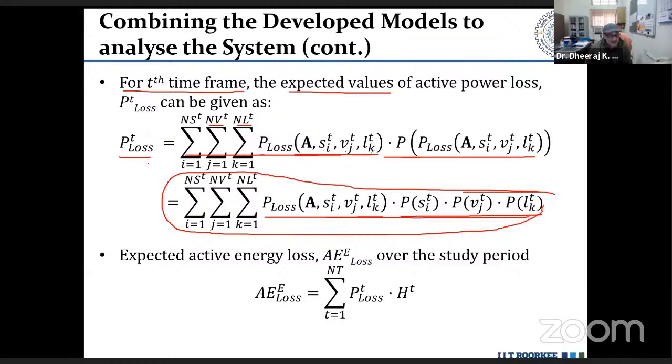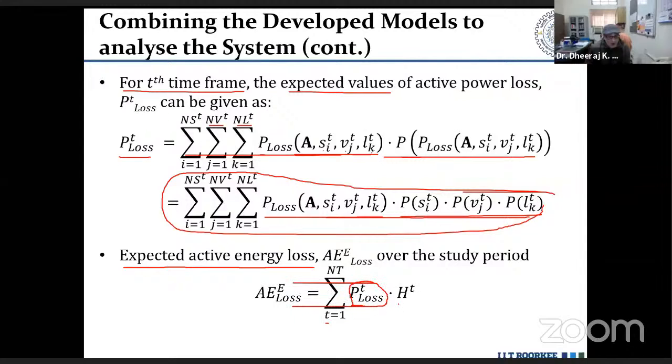As we are having 288 time frames, we can combine all those to obtain expected active energy losses. That is the expected value of losses for a particular time frame multiplied by the corresponding duration of time frame, that is basically the number of days in a month. And we have to take the summation over all time frames.